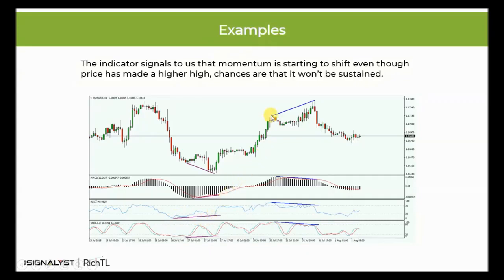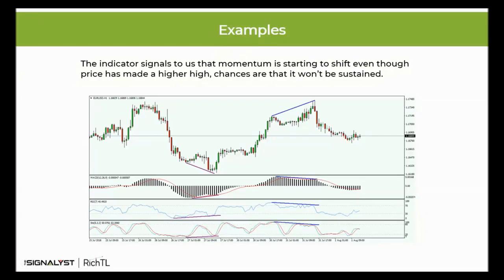And here we have a typical regular bearish divergence as price was making a higher high while the indicator was making a lower high. So the indicator signals to us that momentum is starting to shift, and even though price has made a higher high, chances are that it won't be sustained. Let me give you an example.